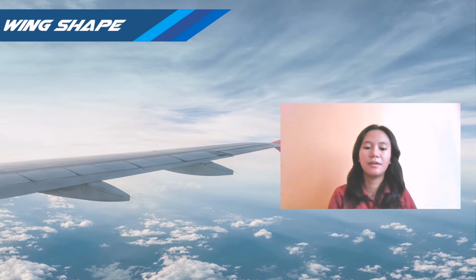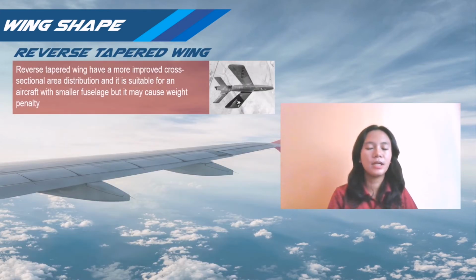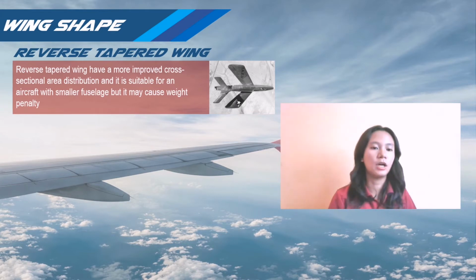So next is the reverse tapered wing. The reverse tapered wing has a more improved cross-sectional area distribution and it is suitable for an aircraft with a smaller fuselage, but it may cause weight penalty. This is basically a planform configuration in which the chord of the wing of an airplane increases with distance outboard from the root. This is an attempt to address the pitch up problems, which are actually due to the thrust with aircraft traveling at a high speed.